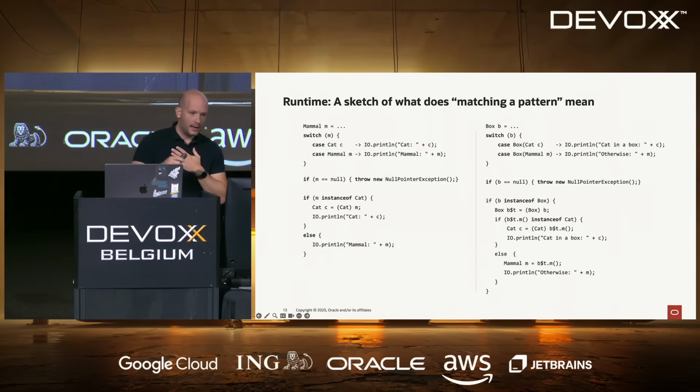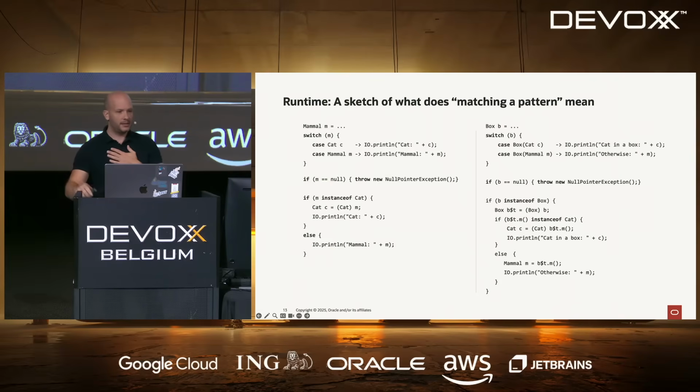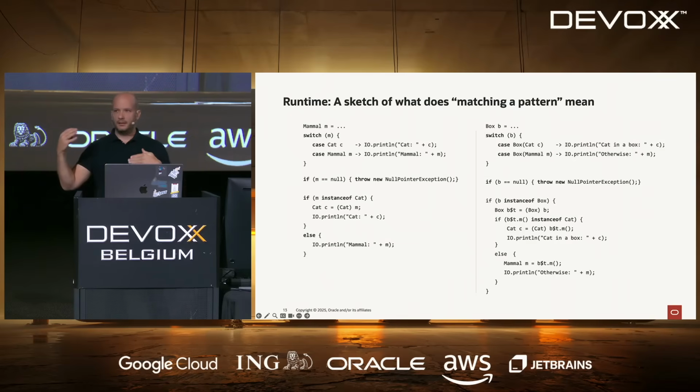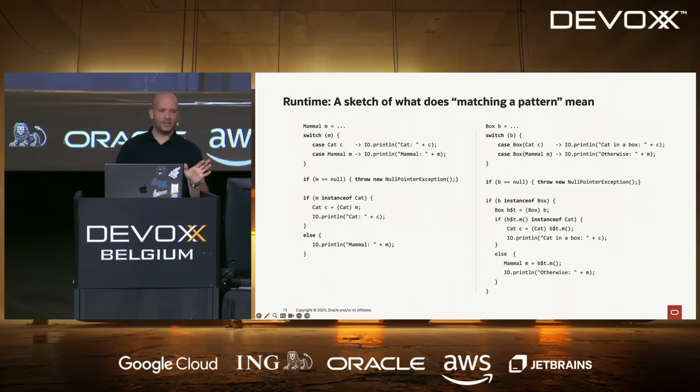So let's switch gears a little bit and go towards runtime. And here is a sketch. This is not the compiler-generated code. The compiler-generated code uses bootstraps, and it has a more involved translation, but this captures the idea. Two switches, a top level on the left, a nested level on the right.